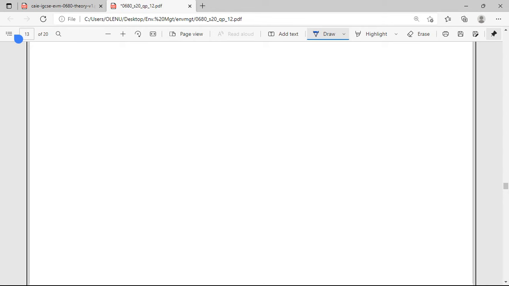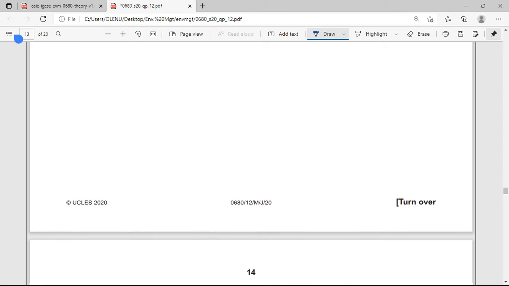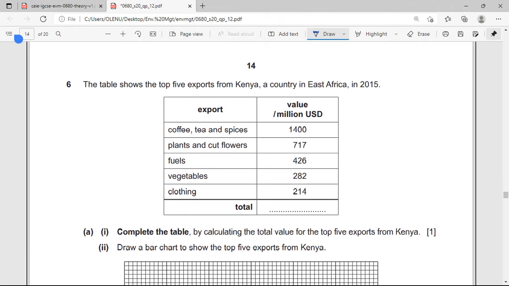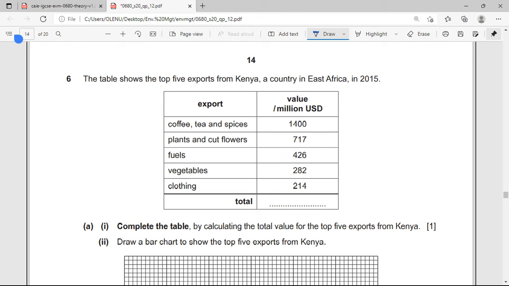Okay. Next question now. Question page 13 is a blank page. Let's move to question number 16. The table shows the top 5 exports from Kenya, a country in East Africa, in 2015. Export value is in million US dollars. Now the first question is for us to calculate the total here. So simple, just use your calculator.